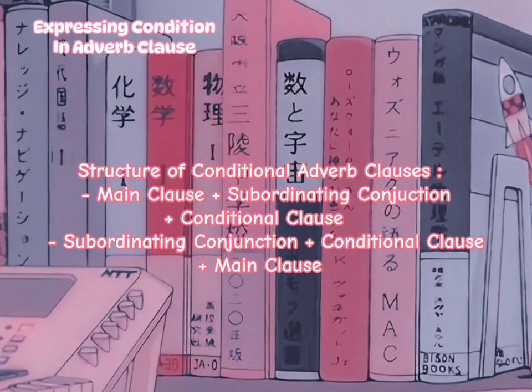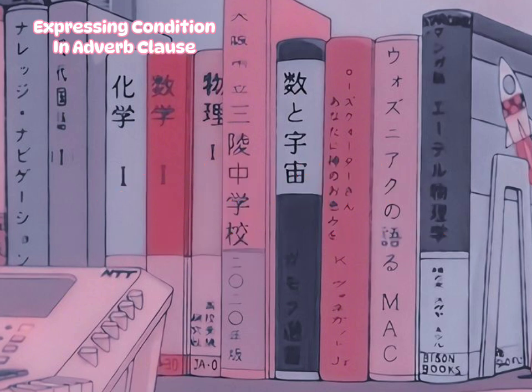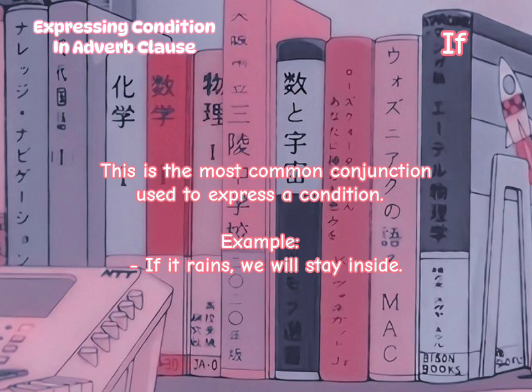Here are the structures of conditional adverb clauses. The first one is main clause plus subordinating conjunction plus conditional clause, and then subordinating conjunction plus conditional clause plus main clause. Here are the conjunctions to form adverb clause of condition. The first one is if. This is the most common conjunction used to express a condition. For example, if it rains, we will stay inside.